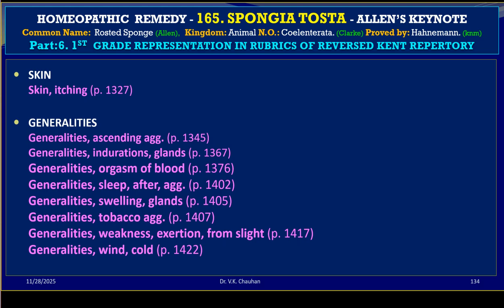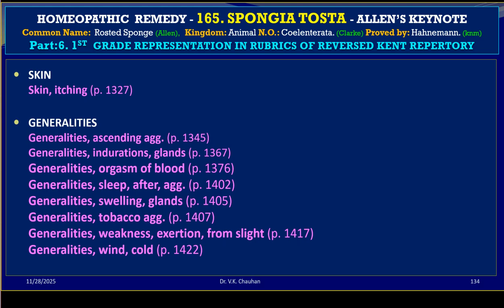Orgasm of blood is congestive, a kind of circulatory congestion in the chest and lungs. Sleep after aggravation, like paroxysmal nocturnal dyspnea, swelling of glands, again induration of gland and swelling of gland. Tobacco aggravates all cardiac conditions, all respiratory conditions. Weakness from exertion, because there is less respiratory and cardiac reserve present, so he is in cardiac failure. And generally cold wind aggravates.